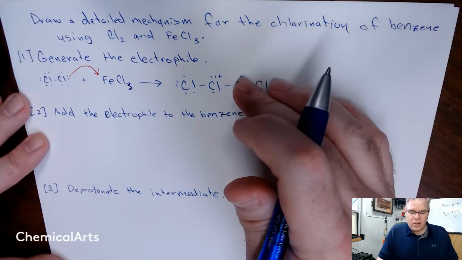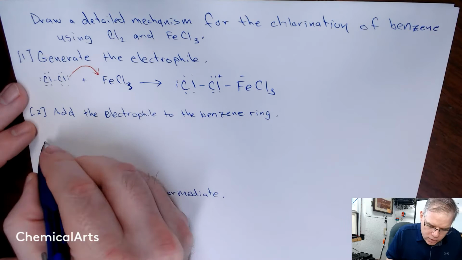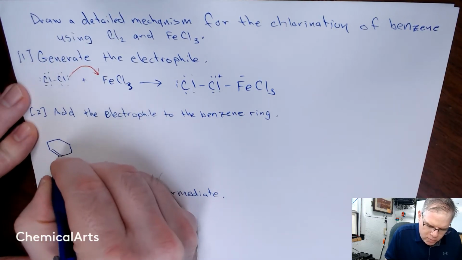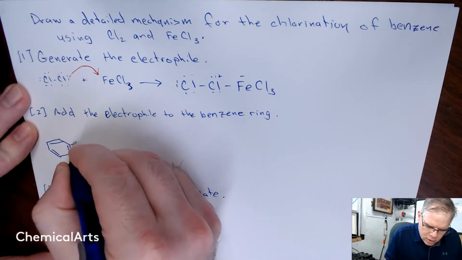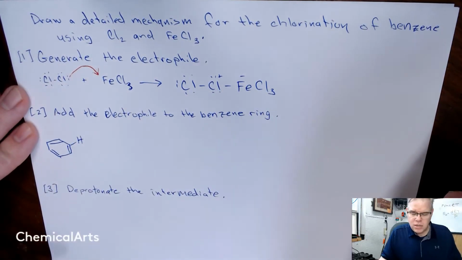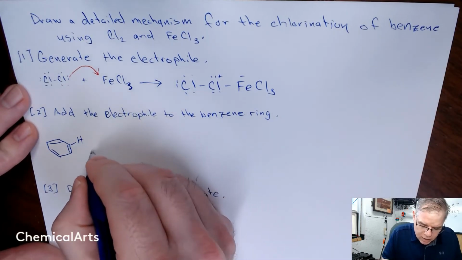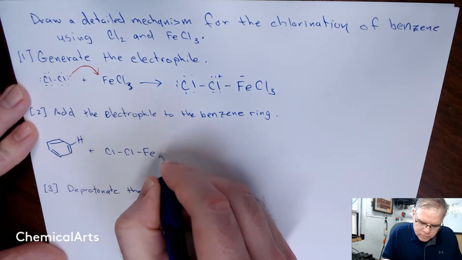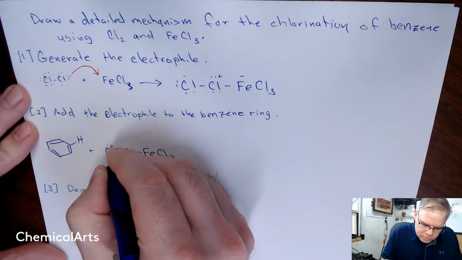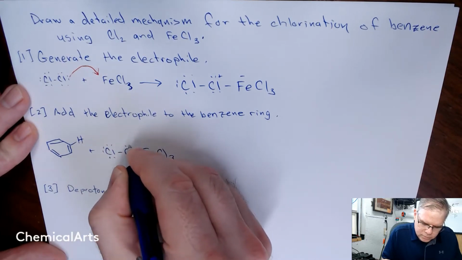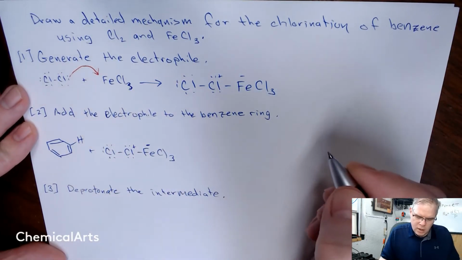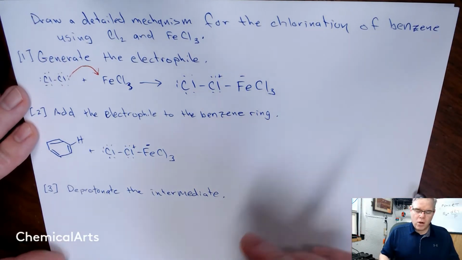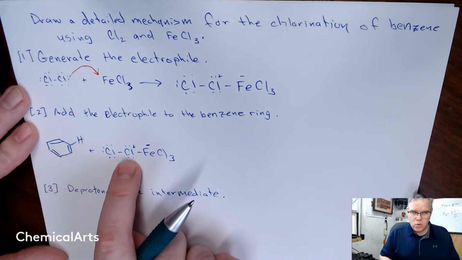All right, that electrophile now is going to react with benzene. We'll draw the structure of benzene here. I'm going to draw that hydrogen in the interest of keeping track. All right, so here we want to draw an arrow from our electron-rich benzene ring to the electrophile.